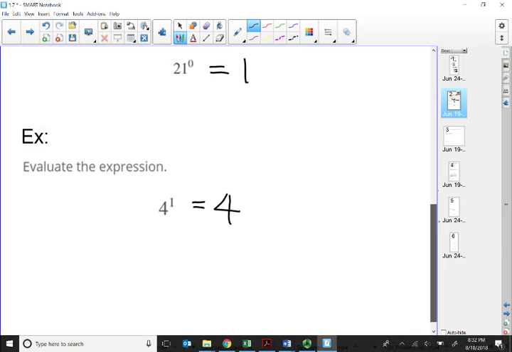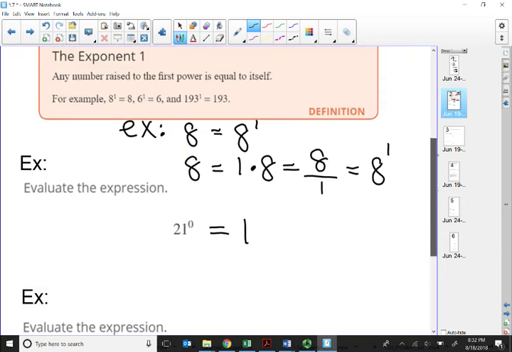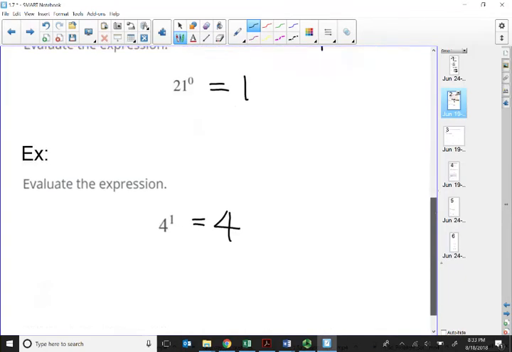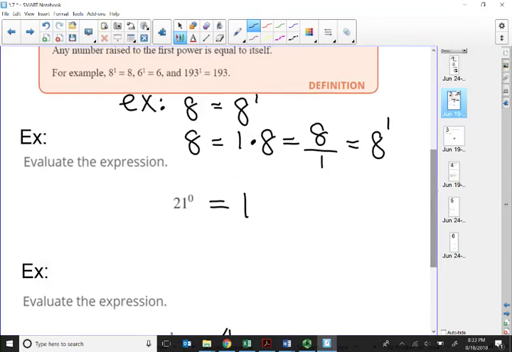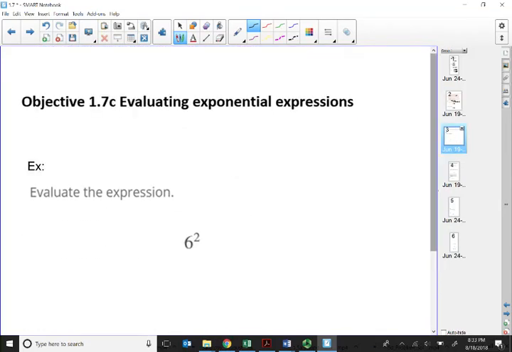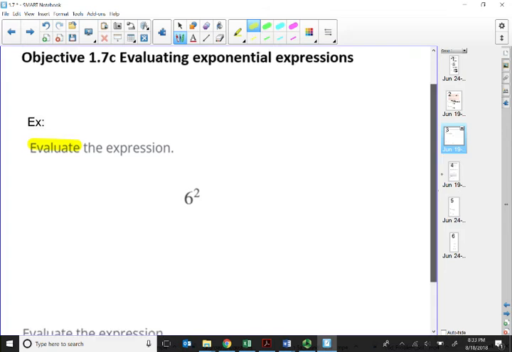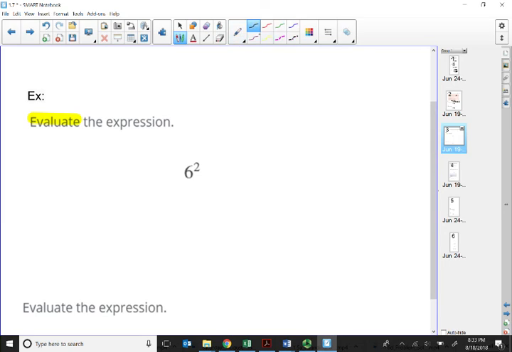All right, so this video, real quick, talking about exponent 0, exponent 1. In this particular objective, now I want to go ahead and do this objective as well. When you see the problem say evaluate, that means they want to know the actual answer or actual product. So 6 squared means 6 times itself 2 times, which will equal 36.